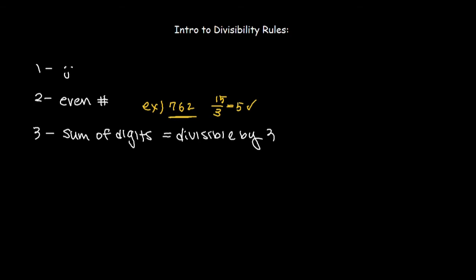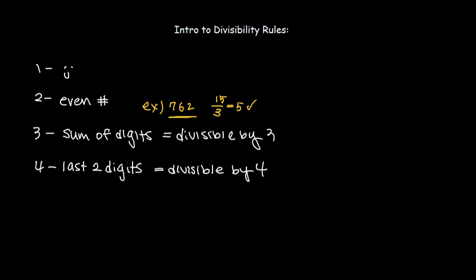Let's move on to 4. For 4, it's kind of simple because you just have to look at the last 2 digits without even having to add up all the digits. If the number formed by the last 2 digits is divisible by 4, then the number is going to be divisible by 4.